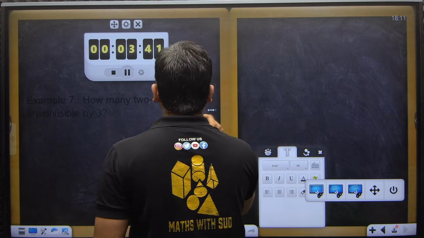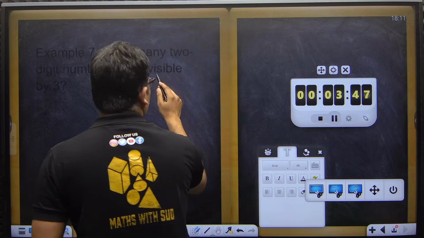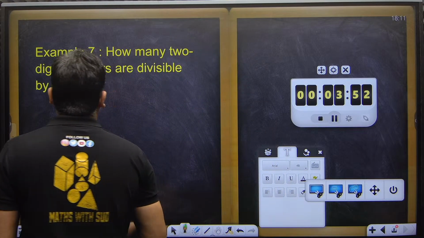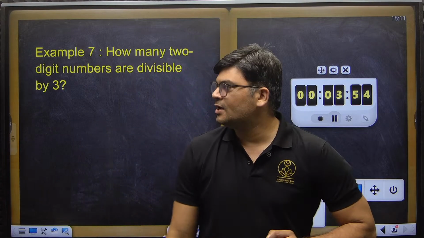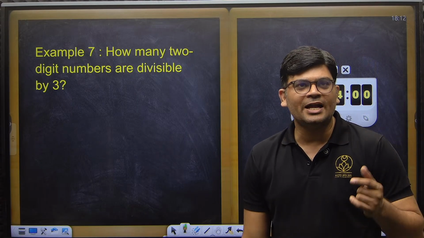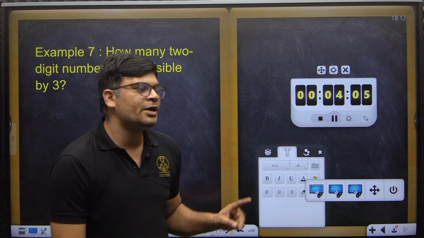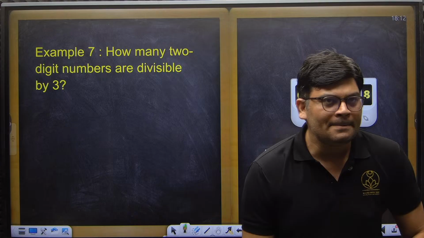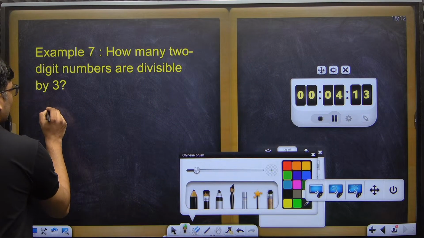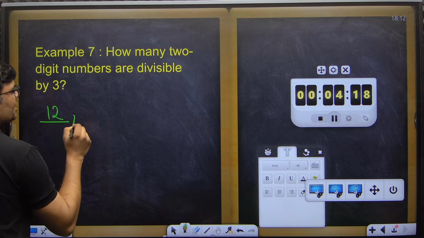Whenever you've been given a question on an AP, the first thing you need to figure out is the first term and the common difference. In front of you, you have been given a question: how many two-digit numbers are divisible by 3? First, what is the smallest two-digit number which is divisible by 3? 12. What is the highest two-digit number which is divisible by 3?